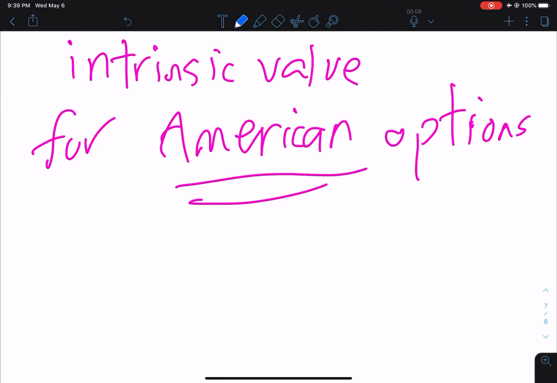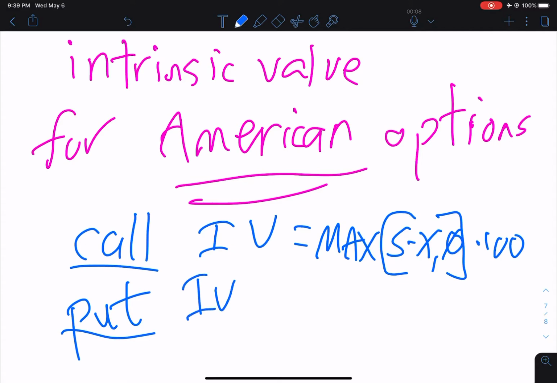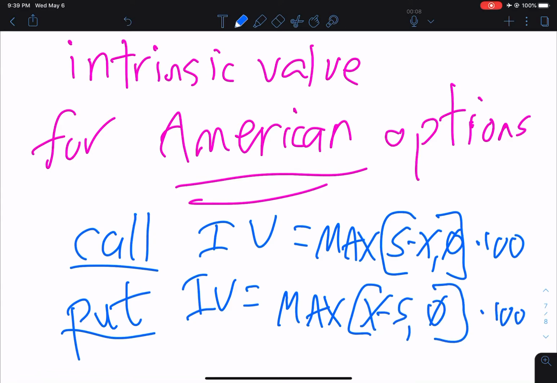Okay, and so intrinsic value is the lower bound, and I'll remind you that for a call option, intrinsic value is equal to the maximum of stock price minus strike price, or 0, multiplied by 100. For a put option, intrinsic value is equal to the maximum of exercise price minus the stock price, or 0, times 100. So intrinsic value is the lower bound. Okay, so that's the rule. The lower bound for both calls and puts for a viable option pricing model is intrinsic value.